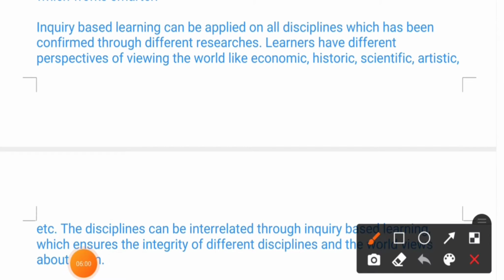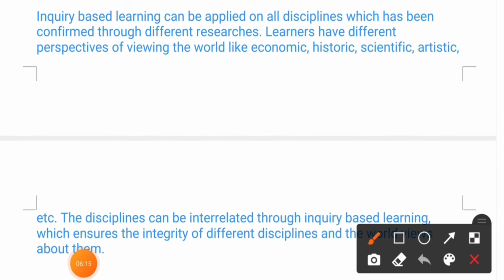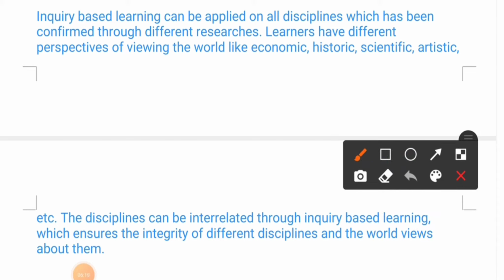So inquiry-based learning can be applied on all disciplines, which has been confirmed through different research. Learners have different perspectives of viewing the world, like economic, history, scientific, artistic, etc. The disciplines can be interrelated through inquiry-based learning, which ensures the integrity of different disciplines and the world views about them.